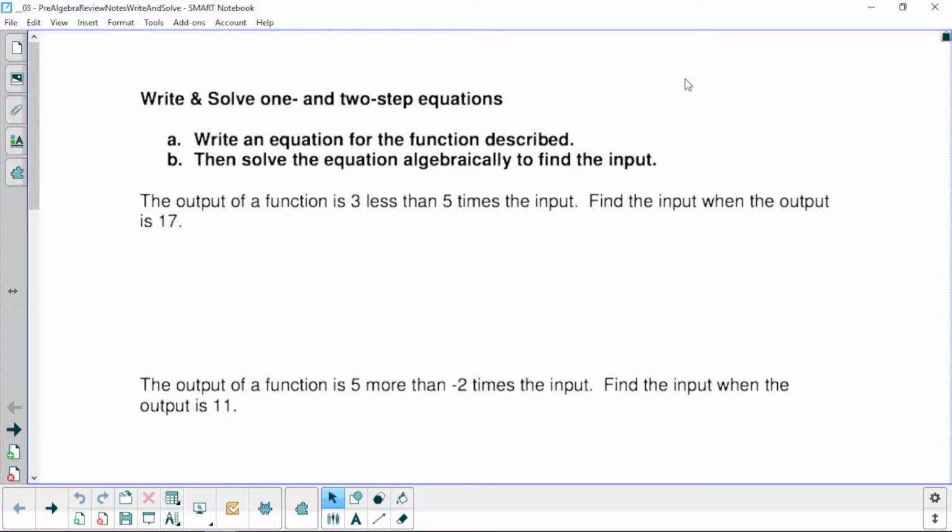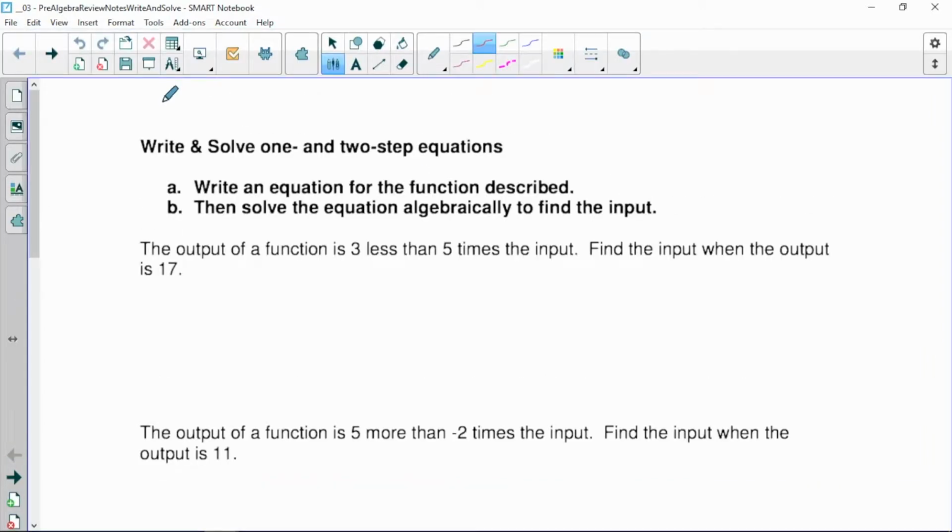Our last topic in this pre-algebra review is kind of related to what's coming up. We're going to be writing and solving 1- and 2-step equations. So the first part is that we're going to write an equation for the function described. The second part is that we're going to solve it algebraically to find the input.